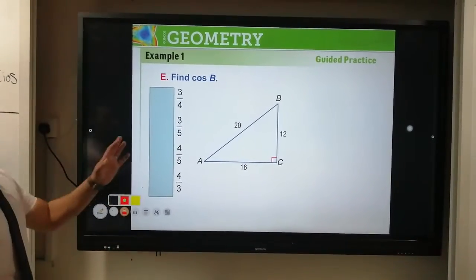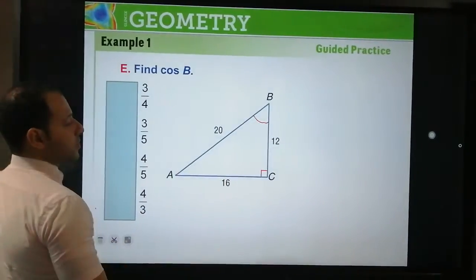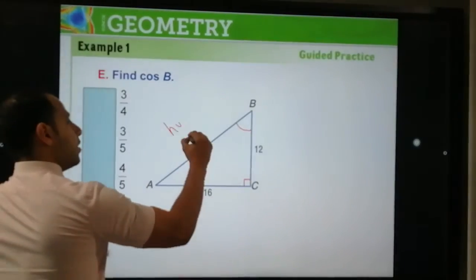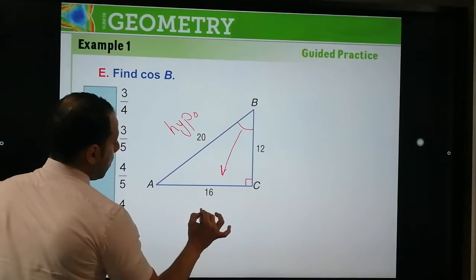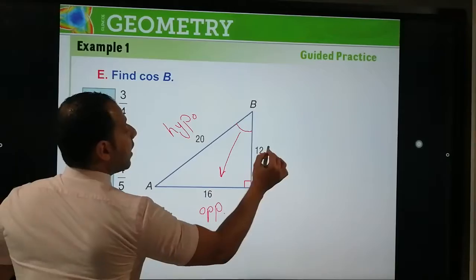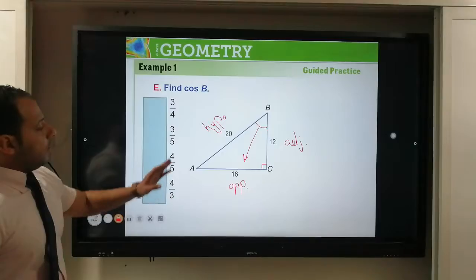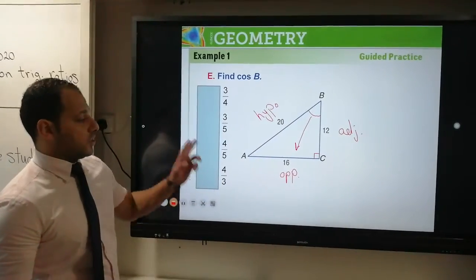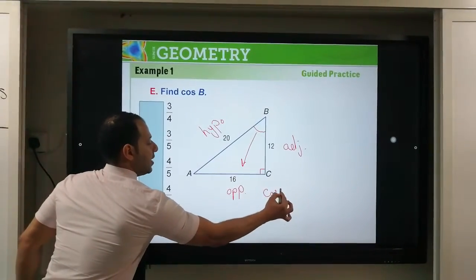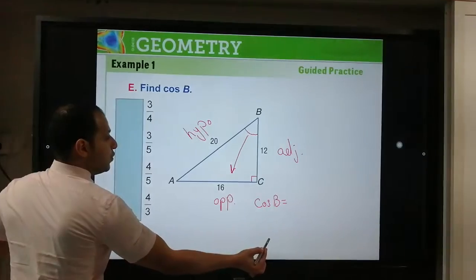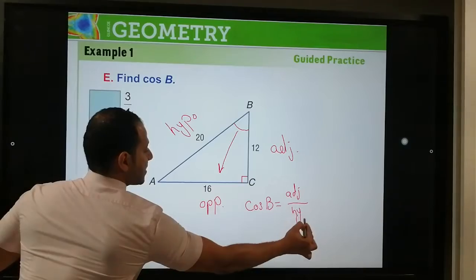To get the cosine, by the same, I work on B. Again, the same steps. So for B, this is our hypotenuse. This is our opposite. And this is our adjacent. Okay, so we have opposite, adjacent, and hypotenuse. Start to write the ratio. Cosine. So I have here to write cosine B is equal to the ratio adjacent over hypotenuse. I heard you.